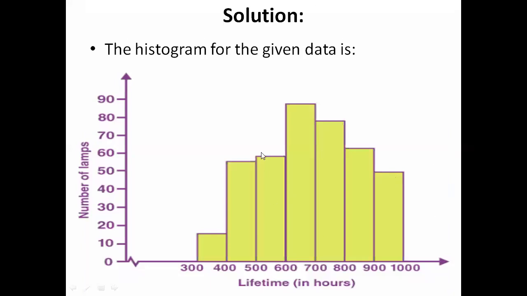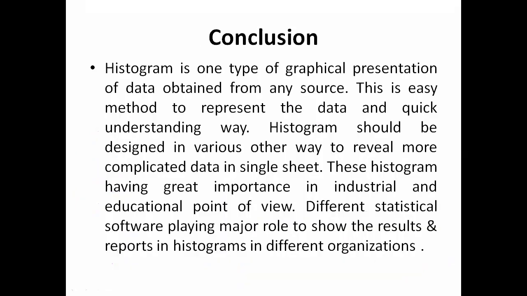With this presentation, it is easy to get the data, and at how much lifetime, what is the number of neon lamps, that can be understood easily with the help of a histogram, right? So how can we conclude this? A histogram is one type of graphical presentation of data obtained from any source. This is an easy method to represent the data and a quick way of understanding it.